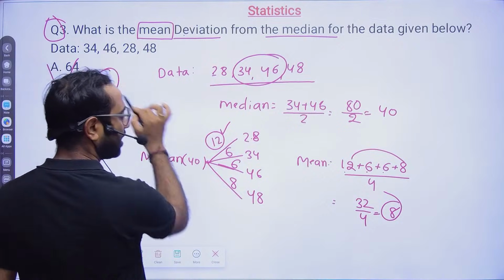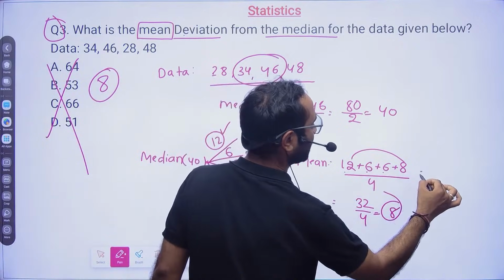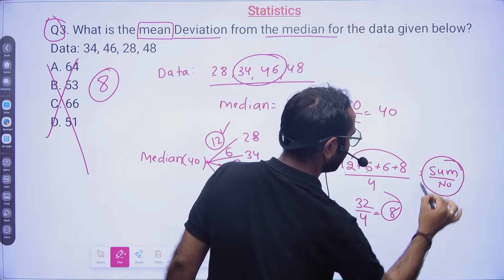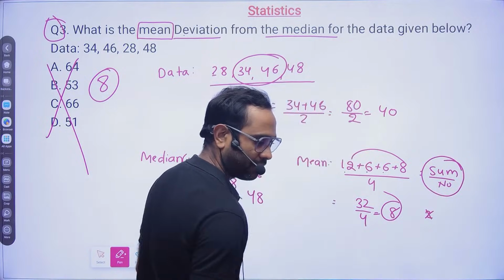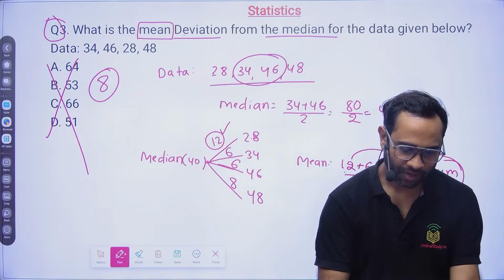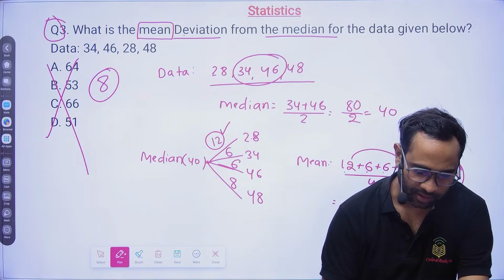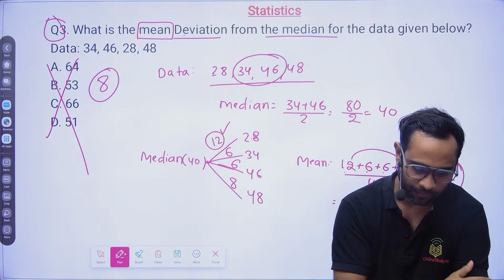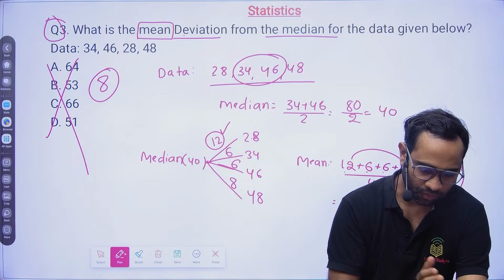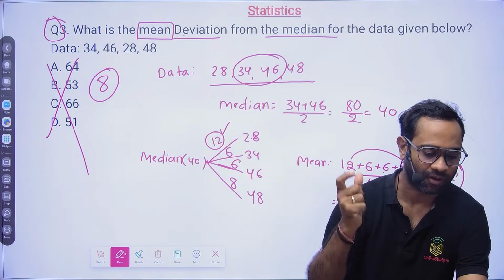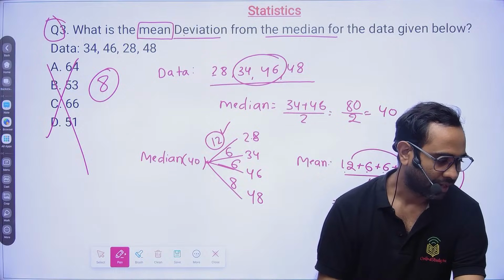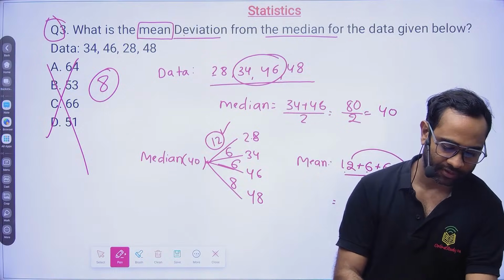So I'm really sorry. Here you have to calculate mean. So mean will be sum by number. So by mistake I had divided by 2. It will be divided by 4, not by 2. Okay. So the mean deviation from the data given below will be 8. 8 is the correct answer. And I'm really sorry for this mistake.